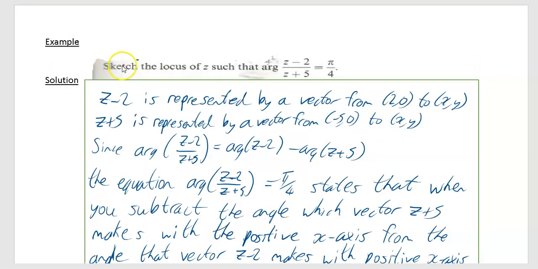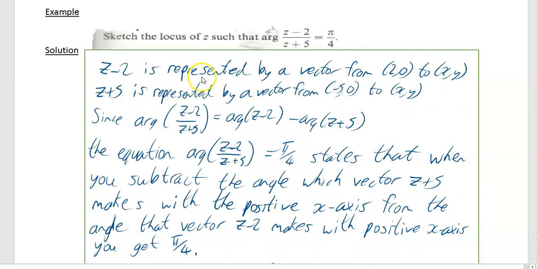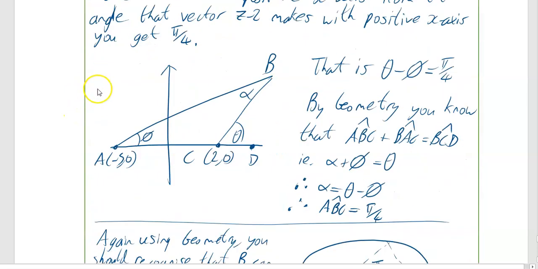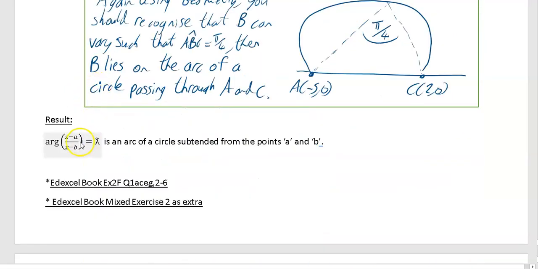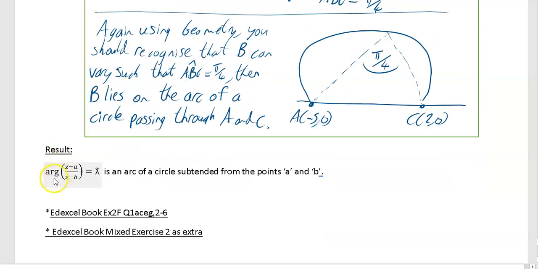Okay, the last example in your notes is not mentioned explicitly on the new syllabus, but I just left it on here. I'm not going to go through it. It's quite a wordy thing. You just need to understand the result. So have a wee look, read through your notes. The result is this: if you have arg((z − a)/(z − b)) equal to lambda, it's an arc of a circle subtended from the points a and b.